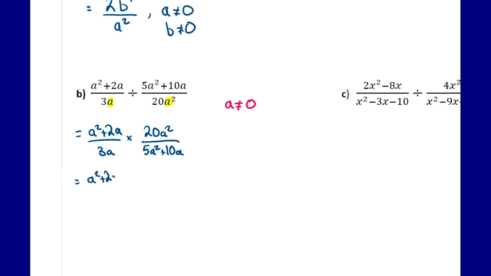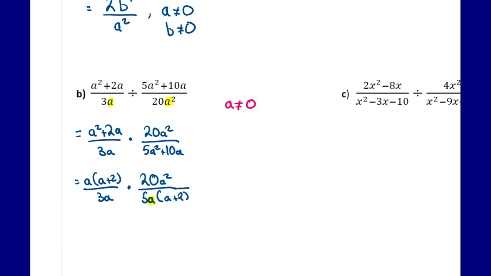A squared plus 2a divided by 3a, now multiplied, I forgot, I'm going to keep it as a dot, 20a squared, divided by, and I can common factor out a 5a, then I'm left with a plus 2. I did miss something. I could also common factor the top and get a, factor an a and a plus 2. So I could have done that as well. It doesn't really change anything with restrictions because it is in the numerator.